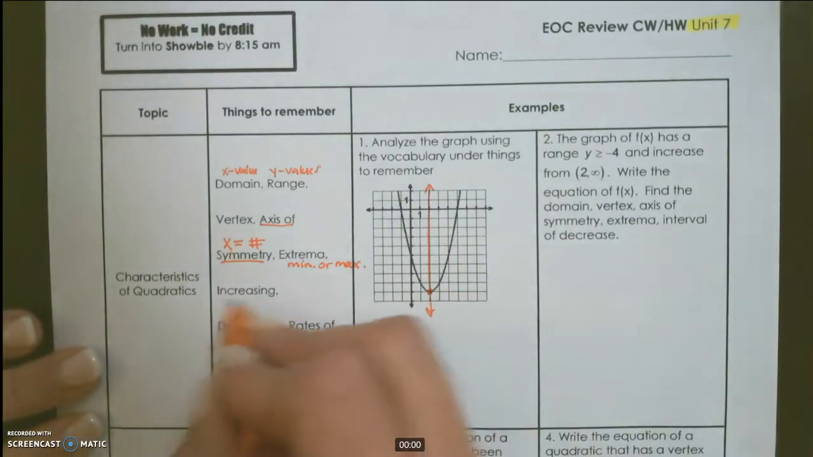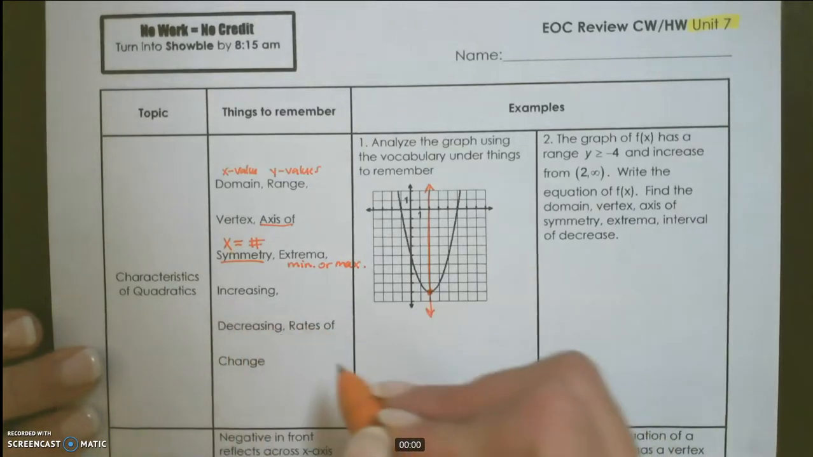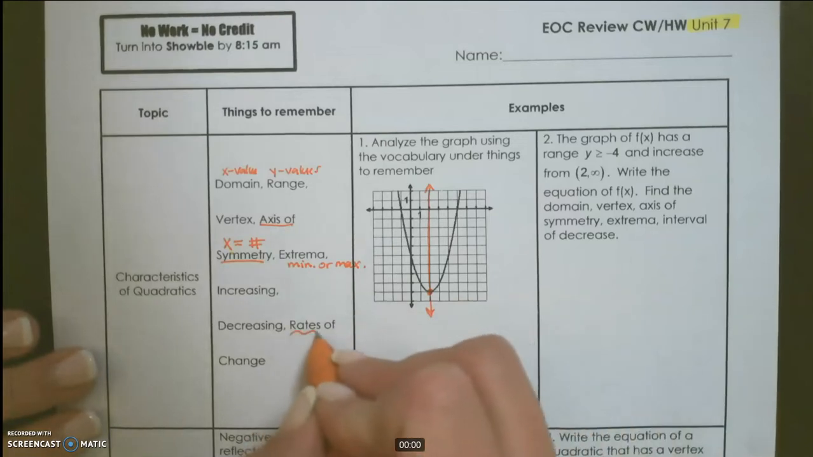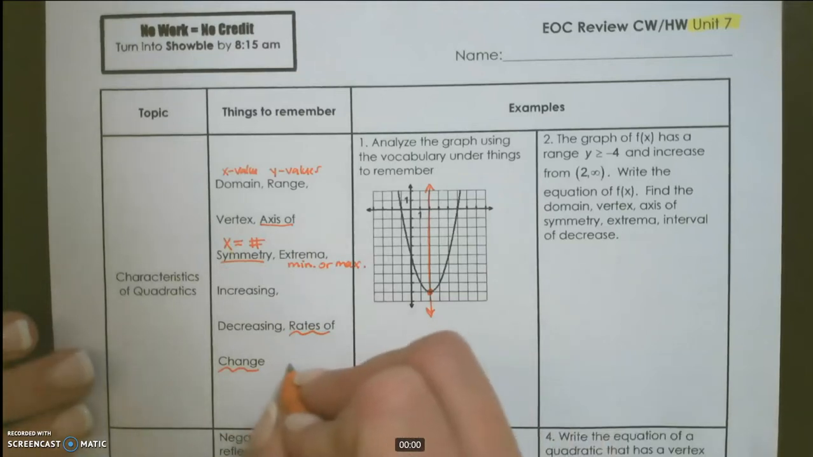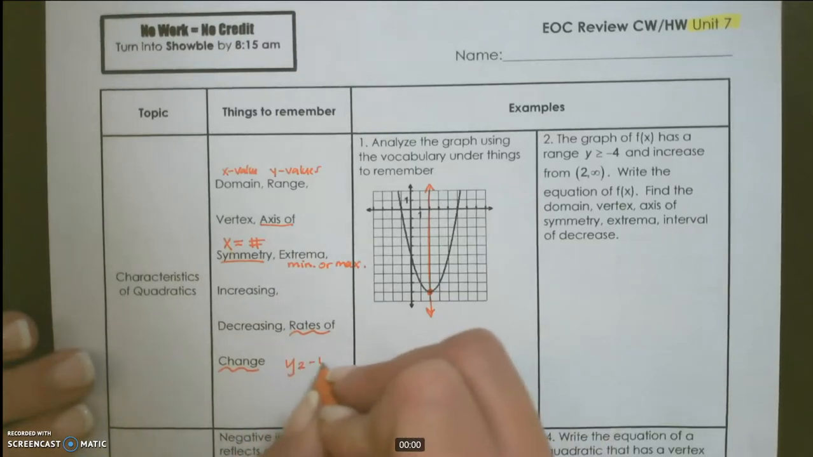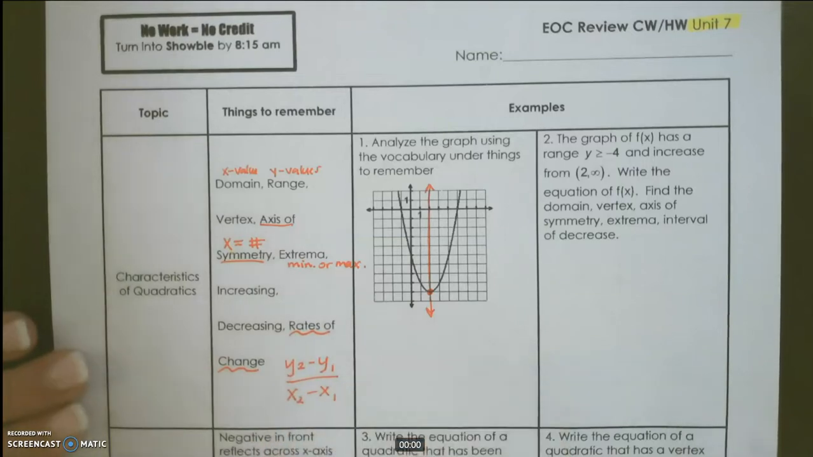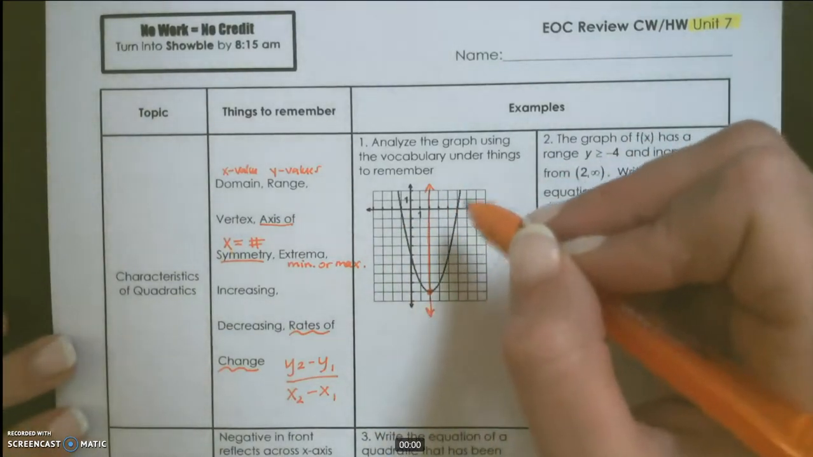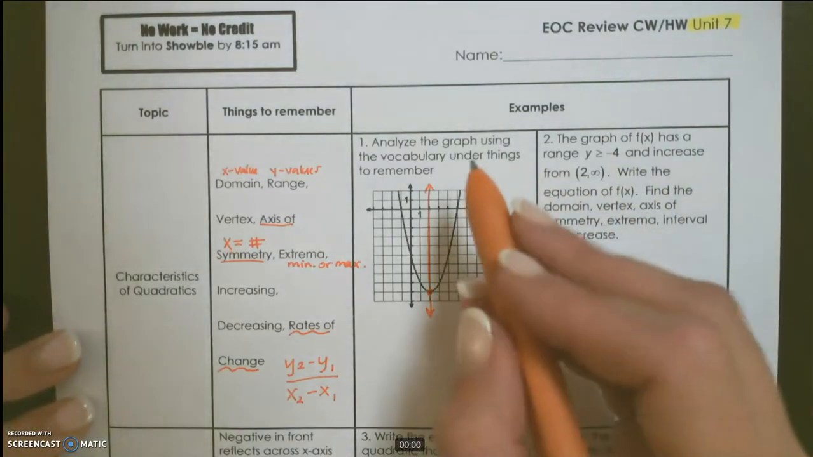Then we're going to talk about the interval at which it increases, the interval at which it decreases, and we can also calculate rates of change, which, as you can recall, is really just that slope formula. So your rate of change is going to be y2 minus y1 over x2 minus x1 in order to make that calculation. So let's look at a few of these characteristics with example number 1, and then you guys can try example number 2 on your own after the video.